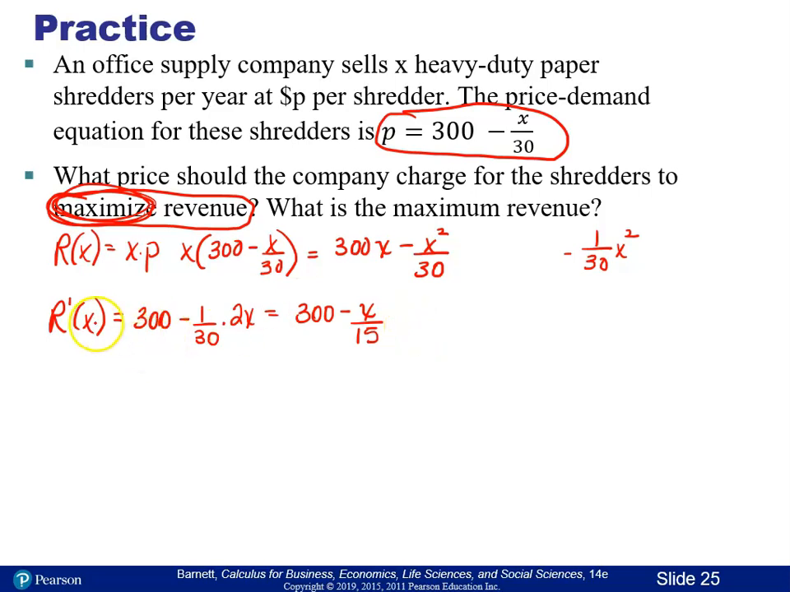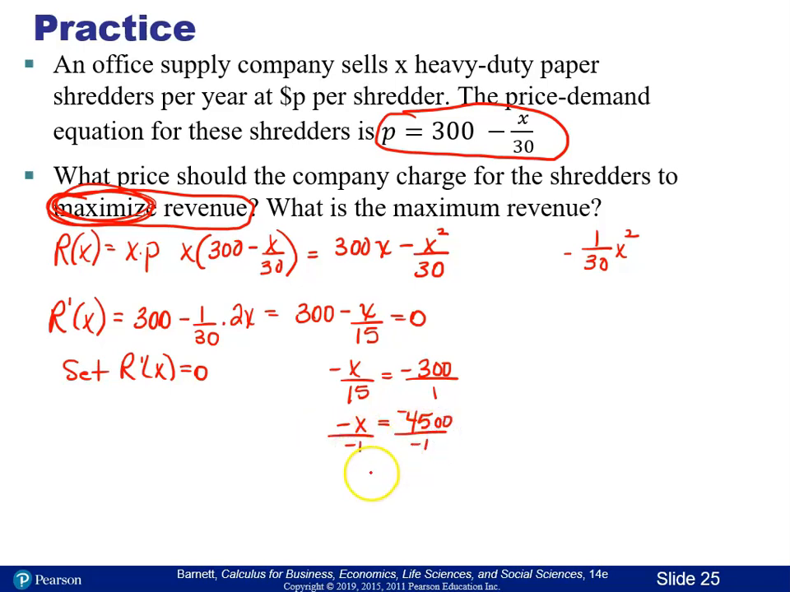Okay, once we've taken the derivative, we want to set that derivative equal to 0 in order to maximize it. So I'm going to move the 300 to the right-hand side. I'm going to move that over so it's going to become a negative. And then I'm going to cross multiply. So that'll be negative x is equal to 300 times 15, which is 4,500. And we'll divide by negative 1.